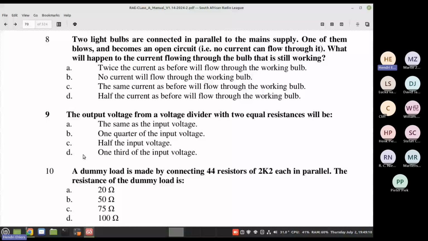But the question is through the bulb. They specifically ask the question about current flowing through the bulb. So that particular bulb will still use the same amount of current. Obviously, like I explained, the current in the total circuit will go down because one of the lights stopped drawing current. It's like switching off lights to save energy or electricity.